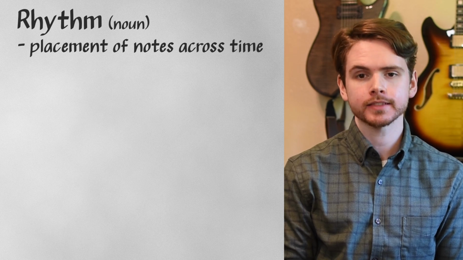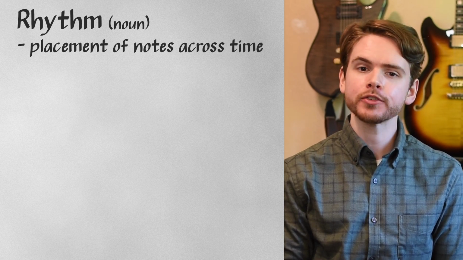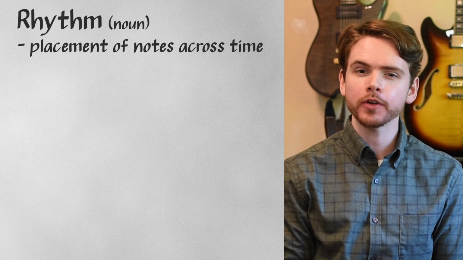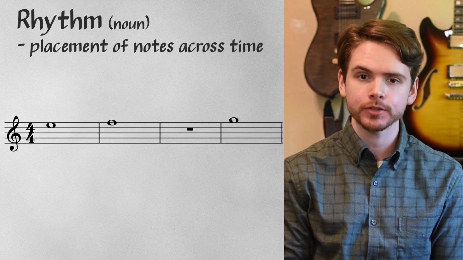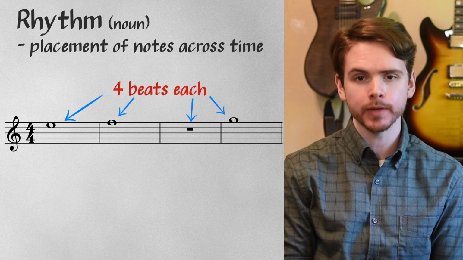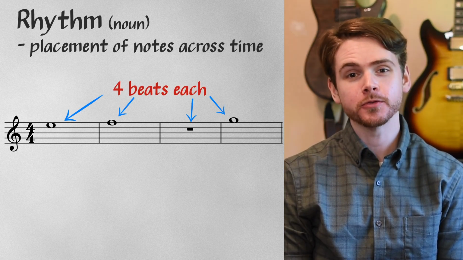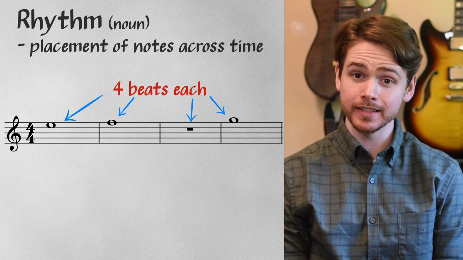Rhythm is just a word for the way notes are placed across time. We measure that time in beats. And if you've already gone through lessons 1 and 2, you're used to setting your inner beat and counting out 4 beats for every note that you play. Now, holding out a note for 4 beats isn't the only rhythm that exists.